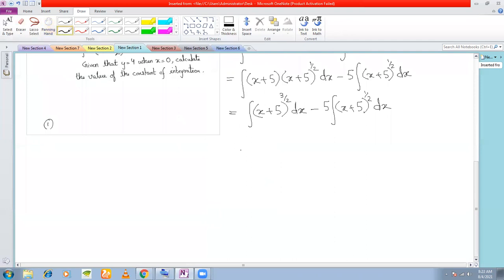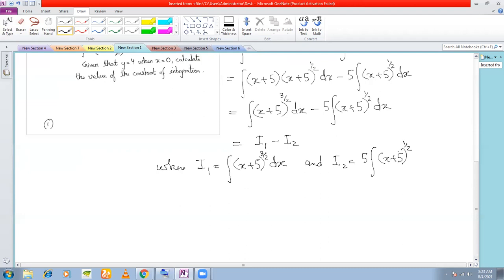Okay. Now you can do this directly also, but because we are doing substitution, let's not do it directly. Let's see how we are getting this. Let's write this as I1 minus I2, where I1 is equal to integral (x plus 5) to the power of 3 by 2 dx, and I2 is equal to 5 integral (x plus 5) to the power of half dx. In the first integral, let us put u is equal to x plus 5.